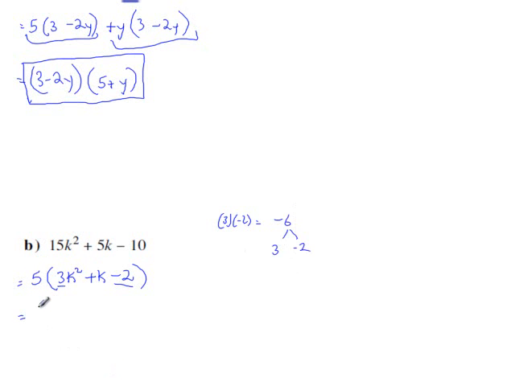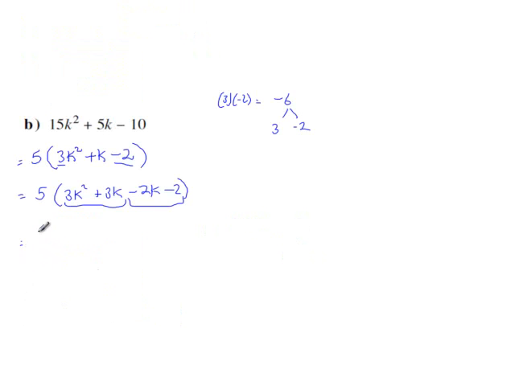So now we rewrite this expression in the brackets. So 5 times 3k squared plus 3k minus 2k minus 2. Split the terms into two groups. Take out a common factor if there is one. So 5 times the 3k squared plus 3k. It looks like they have a common factor of 3k. So 3k squared divided by 3k is just k, and 3k divided by 3k is +1.